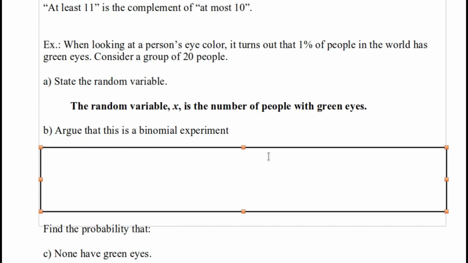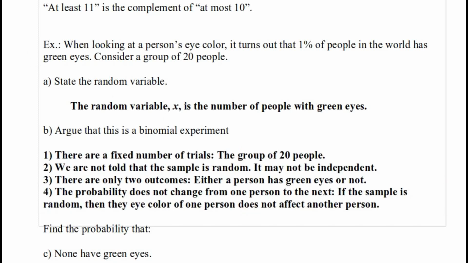Let's talk about the conditions for a binomial experiment. It says, is there a fixed number of trials? Yes, indeed. There was a group of 20 people. Is this random? Is this independent? And we don't know. We were never told that the sample is random, and as a result, we don't know anything about independence. So that second requirement is somewhat questionable. The third, are there 2 outcomes? Well, we're going to assume that either a person has green eyes or not. So that certainly is binary, one of 2 outcomes.